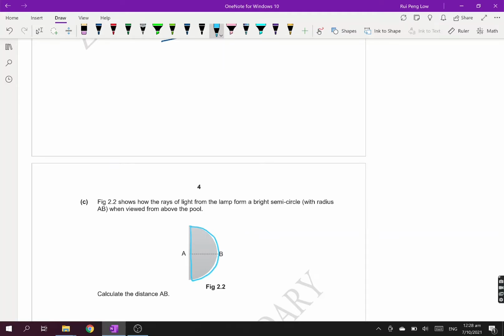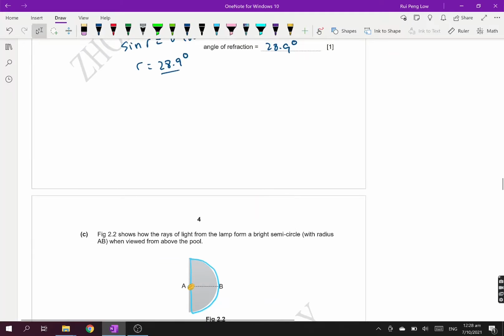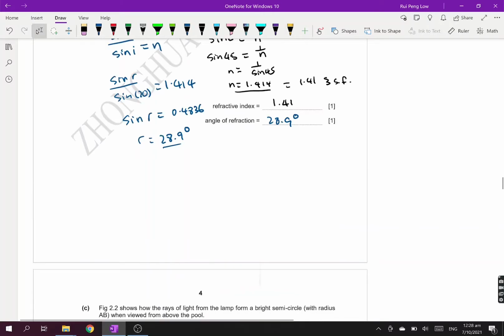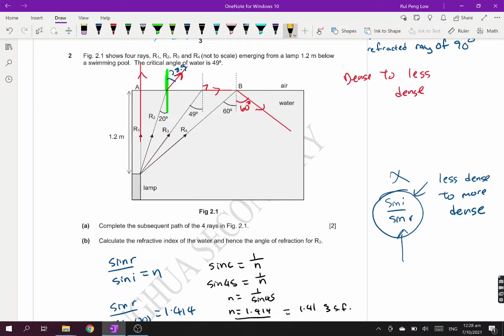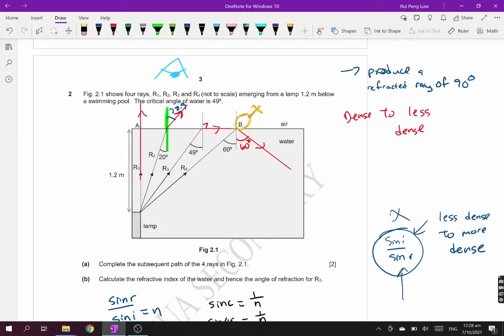Now, where do you think A is? A is definitely the light source. Now, what do you think B is? Common mistake. In this case, it's very tempting to say that B is actually this B, but no, this B is not this B. In fact, this B is actually this point here. This is your B.